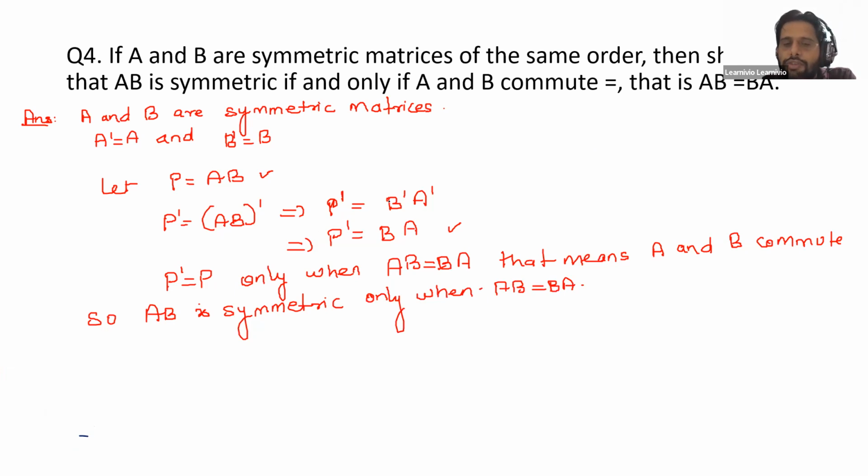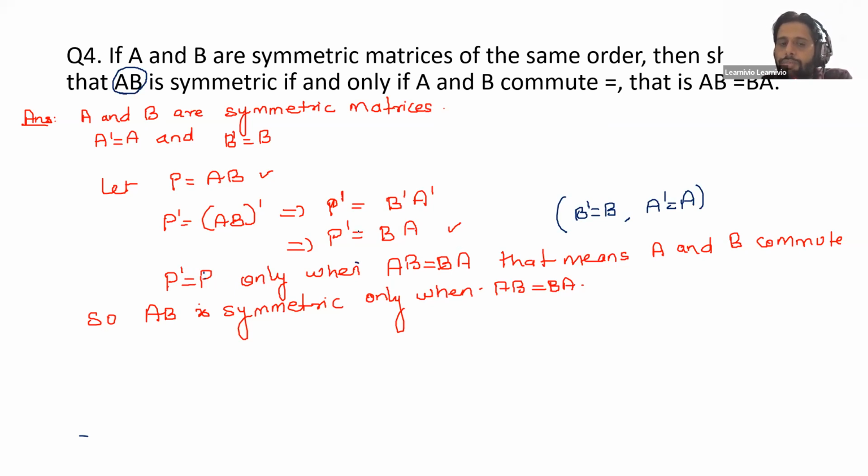Here we get P transpose is equal to B transpose A transpose. Okay. Now we already know that B transpose is equal to B and A transpose is equal to A. This we already know. This is given in the question. So in place of A transpose, we have put A. Now, we need P transpose is equal to P because in the question we need to prove AB is symmetric. Okay, and we have assumed that P is equal to AB. So what we need, P transpose is equal to P. So P transpose is equal to P only when AB is equal to BA.